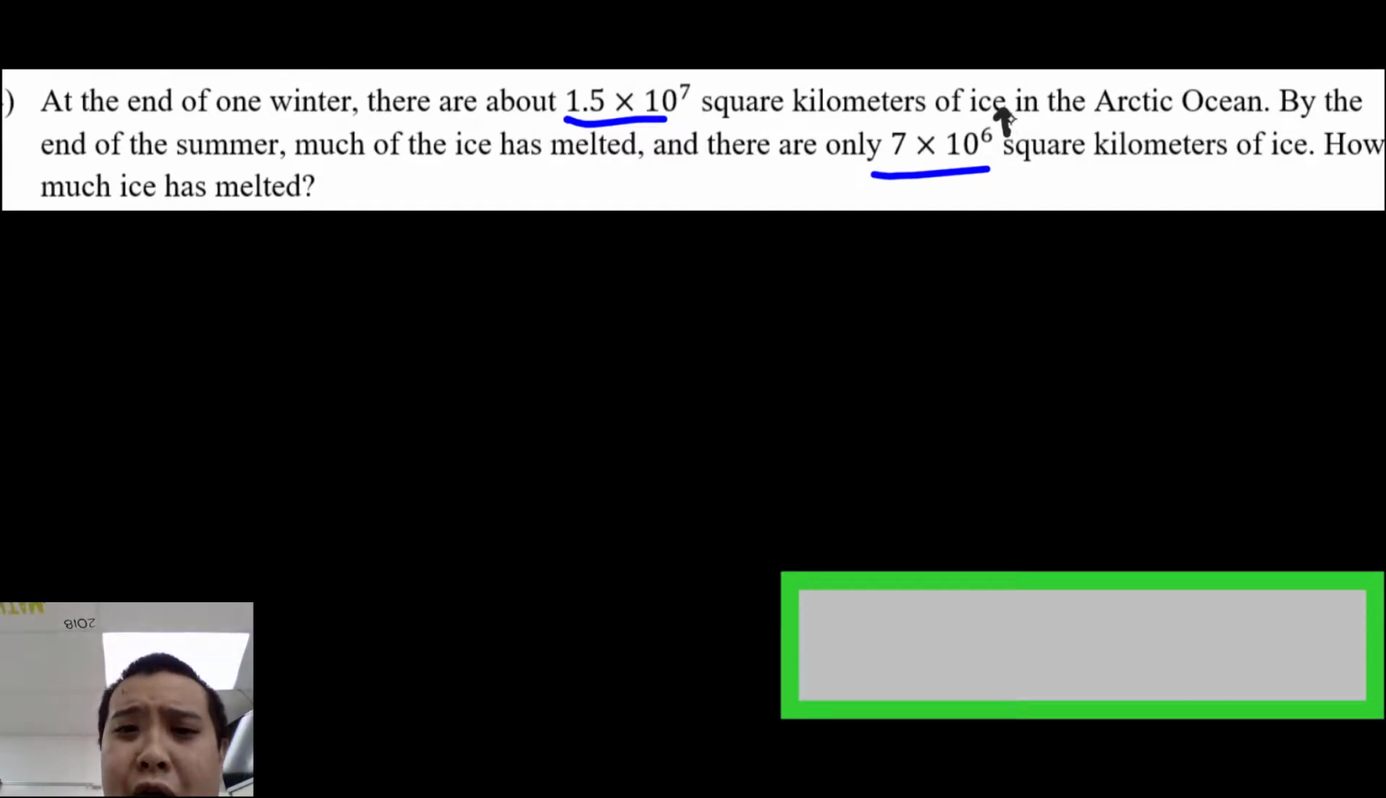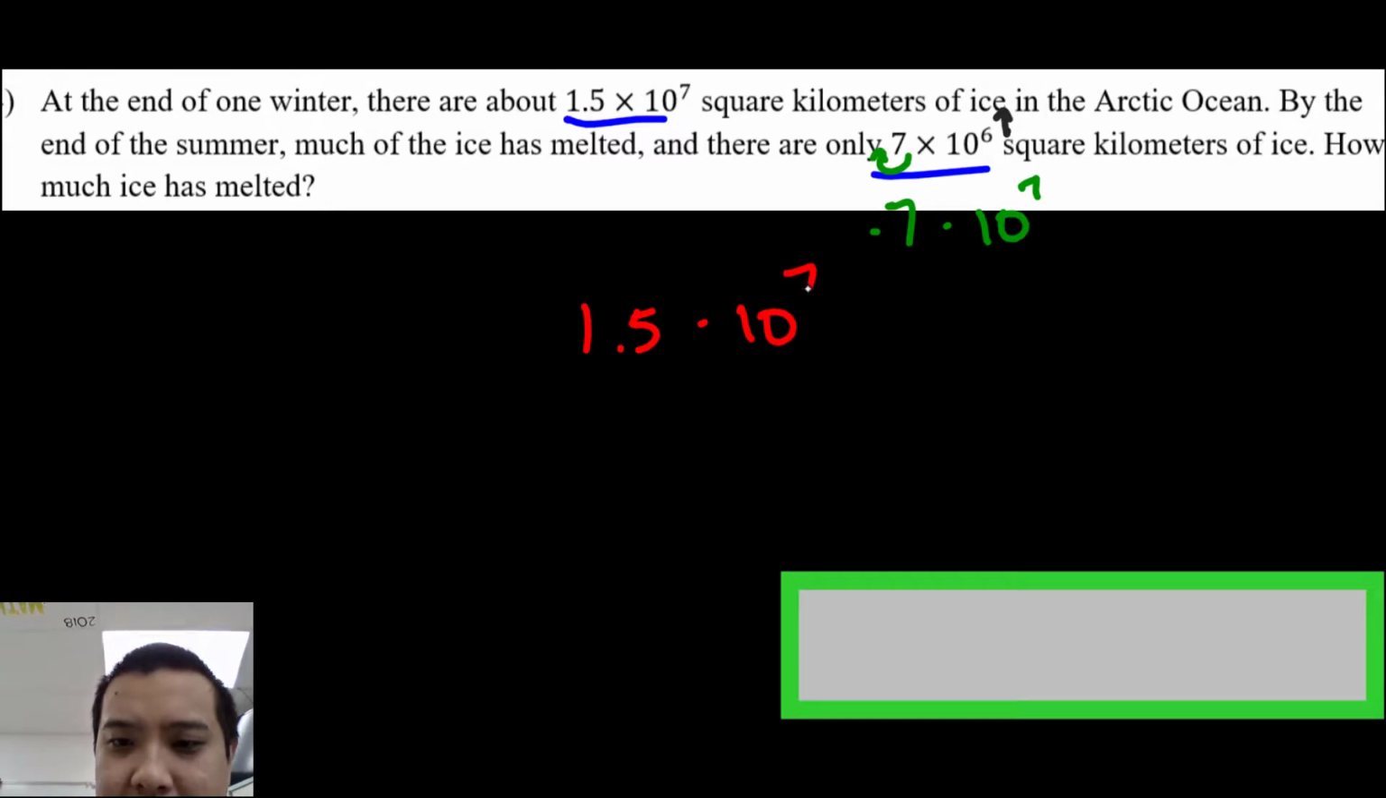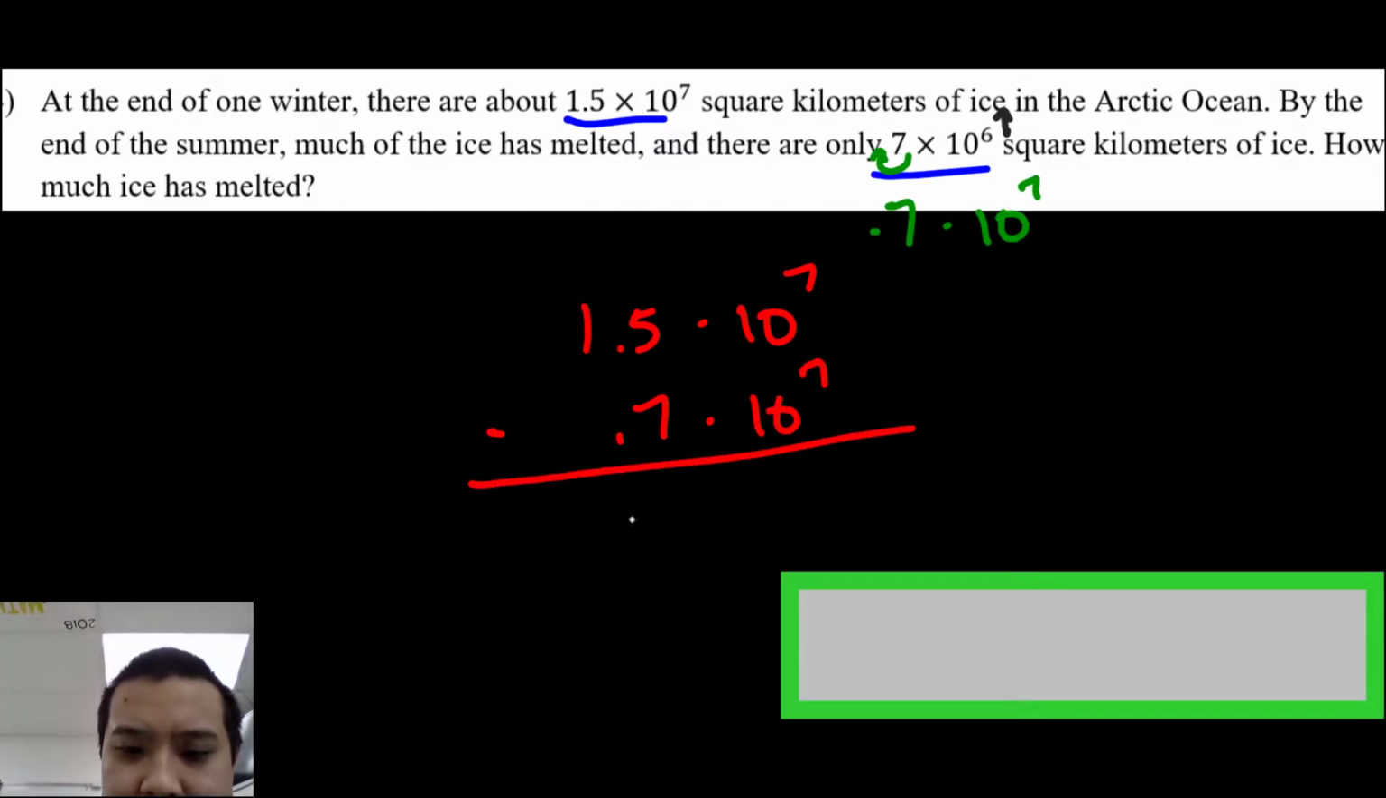Now, in order to do that, by the rule, we need to make this coefficient smaller by 10. So we're going to move the decimal place over this way. So we got 0.7 times 10 to the 7th. This is the same number as this, just written differently, and therefore we can subtract. So we got 1.5 times 10 to the 7th, subtracted by 0.7 times 10 to the 7th. We get 0.8 times 10 to the 7th.